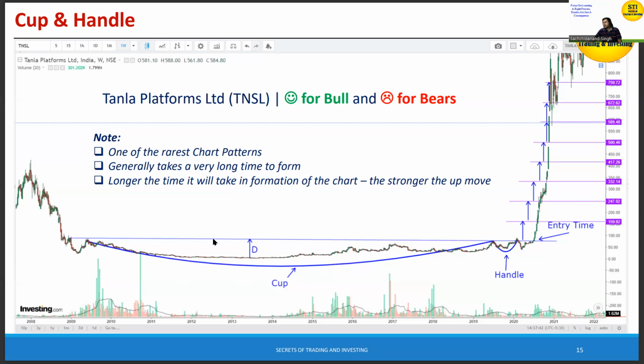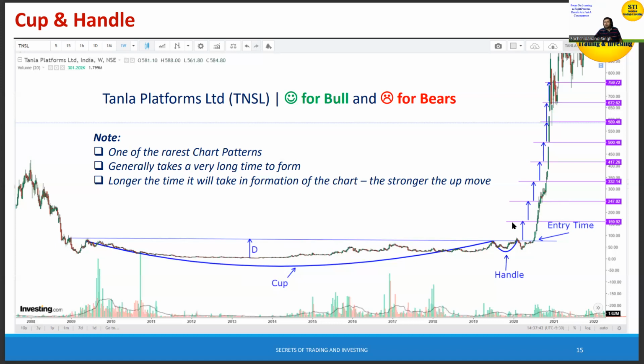The distance between this particular resistance line and the bottommost portion of this cup will be the depth in this kind of chart formation. And the first target, you can put a similar line with the same distance, and you can put one line.